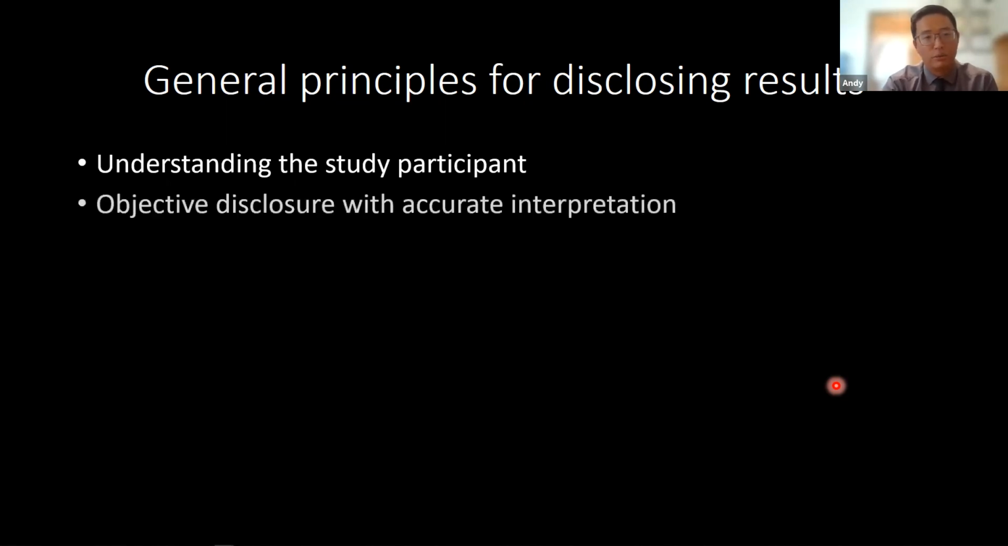The second general principle I kind of think about is objective disclosure and then accurate interpretation. So there's a lot of objective measures out there that we can do now. Genetic testing, fluid and imaging biomarkers are very common examples. So knowing how to interpret them once you get them is actually just as important as telling the study participant, these are the results from your cerebrospinal fluid, for example.